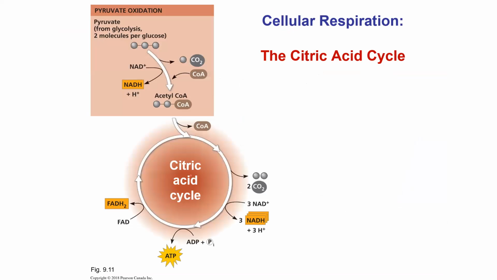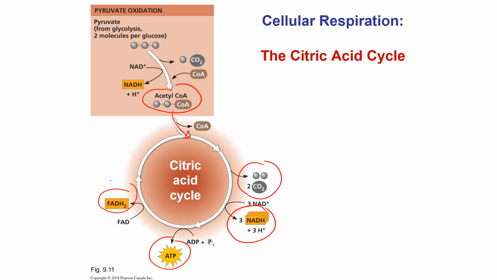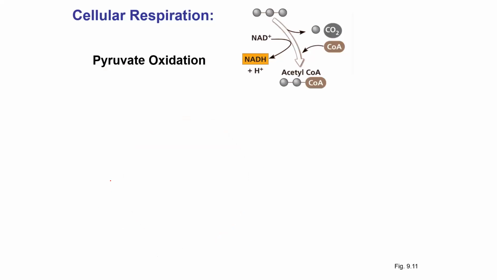So up top, you can see pyruvate oxidation right here. We've got acetyl-CoA. It's going into the citric acid cycle, and we're releasing coenzyme A. And this whole thing, this is the quick notes version of it. I'll show you the details in a moment. We're going to release some carbon dioxide. We're going to make some NADH. We're going to make some ATP. We're going to make some FADH2. So we'll come back to that in a second.